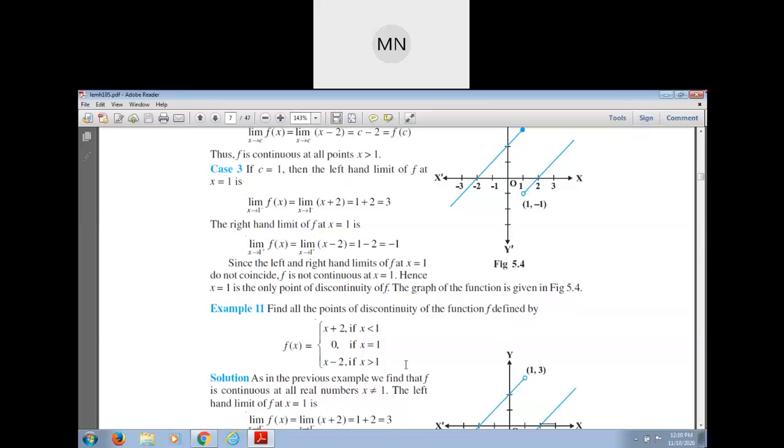Now you have to find all the points of discontinuity. Here also you have to check the continuity at x equals 1, because the function is given for strictly x less than 1, x equals 1, and strictly x greater than 1. So we have to test the continuity of f at x equals 1.